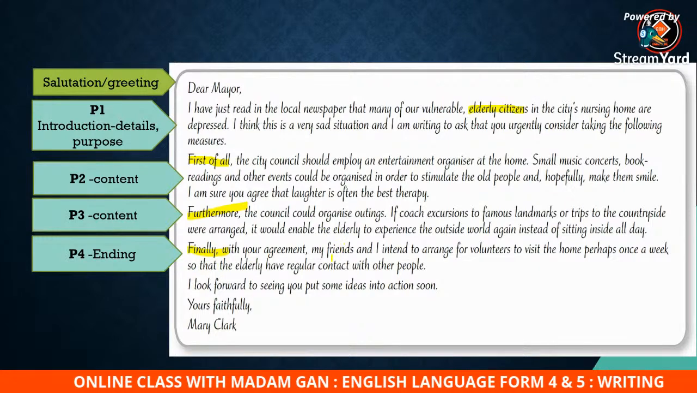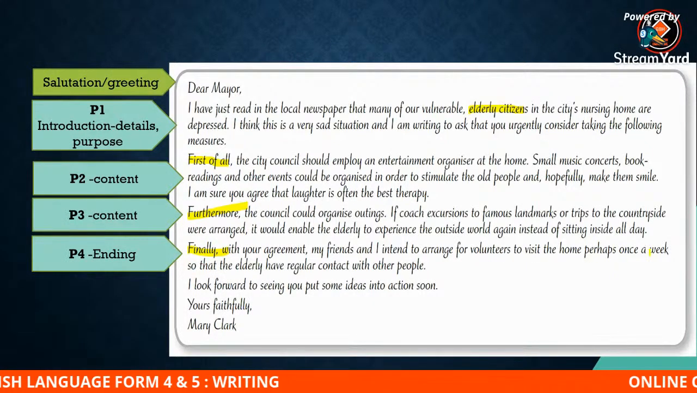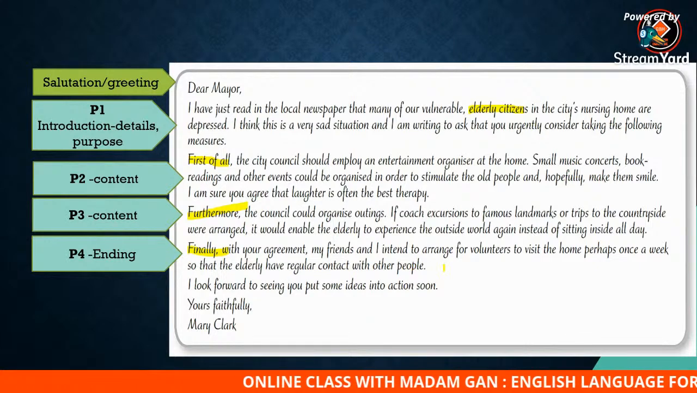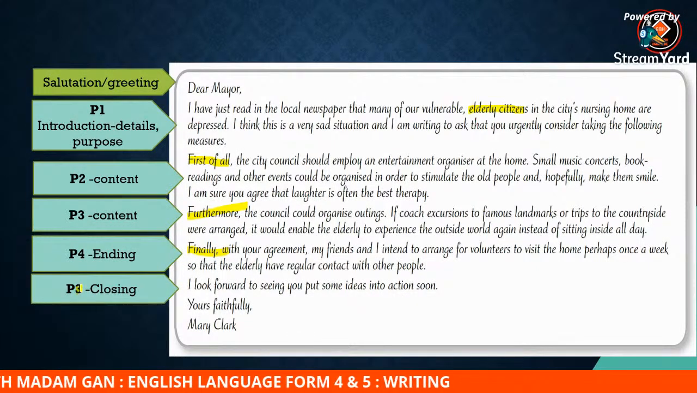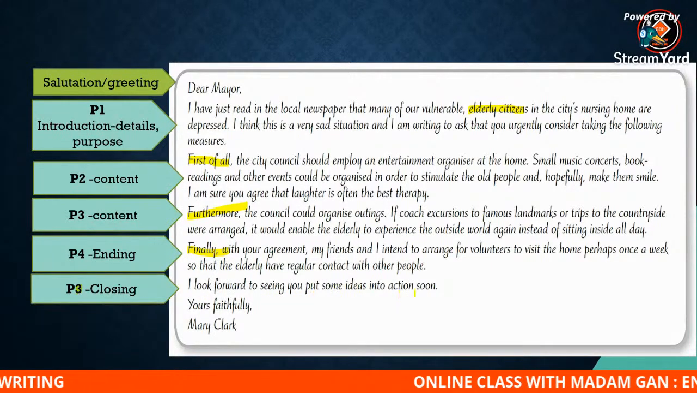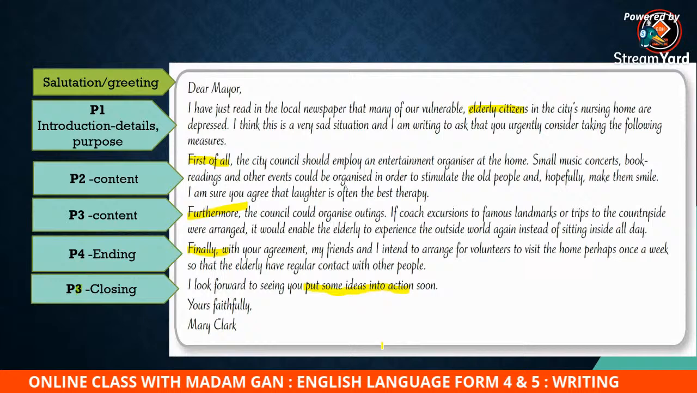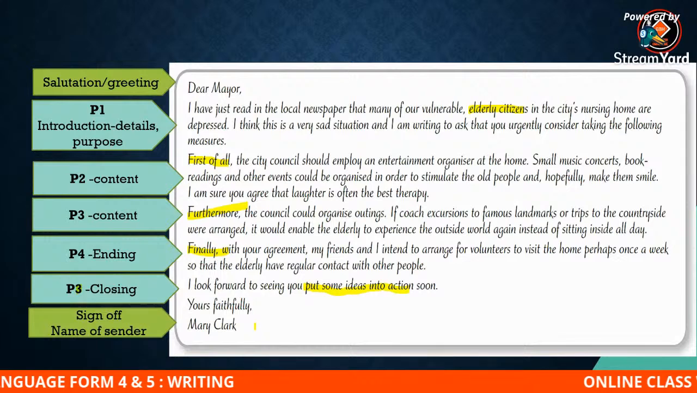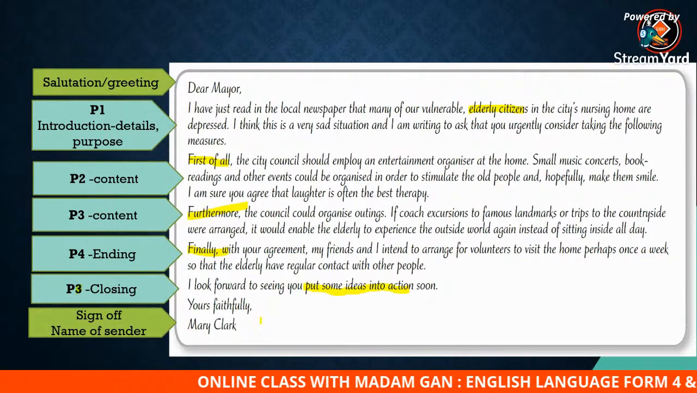Finally, with your agreement, my friends and I intend to arrange for volunteers to visit the home, perhaps once a week, so that the elderly have regular contact with other people. Okay, so this is the last suggestion. And then your conclusion will be, sorry, this is not paragraph 3, this is paragraph 5. Closing: I look forward to seeing you put more ideas into action soon. Okay, to put ideas into action means to do something about the suggestions. And don't forget, sign off. Yours faithfully, name of sender, Mary Clark. Okay, so this is another example of a formal letter.